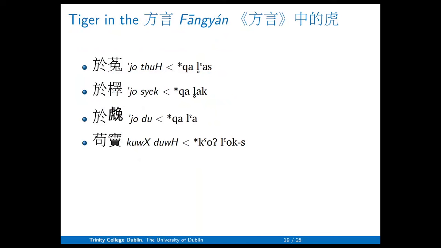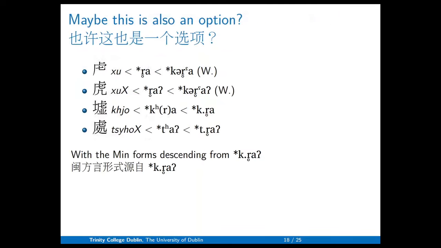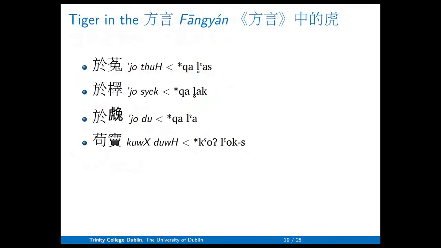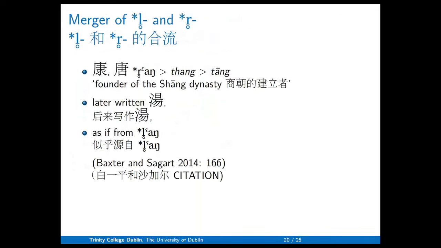So now, how do we incorporate this information? What's the big difference between what I had reconstructed and these four? These forms have an L, whereas I reconstructed an R. Just to remind you, this is what I had. But in the Fangyan, it's not kara, it's kala. So what to do? Well, it turns out that in the history of Chinese, shla and shra merged. They became the same thing. Now I give you some evidence of that. This is the merger of shla and shra.